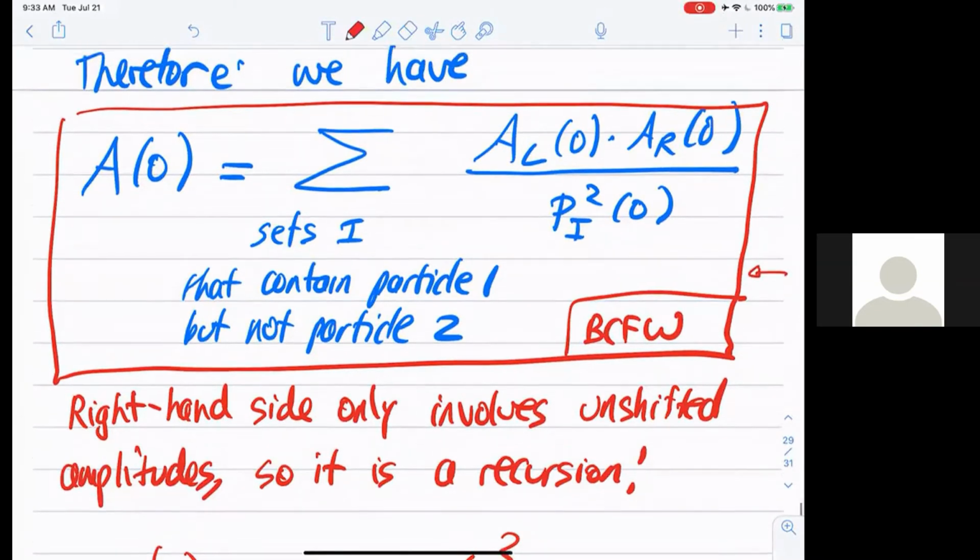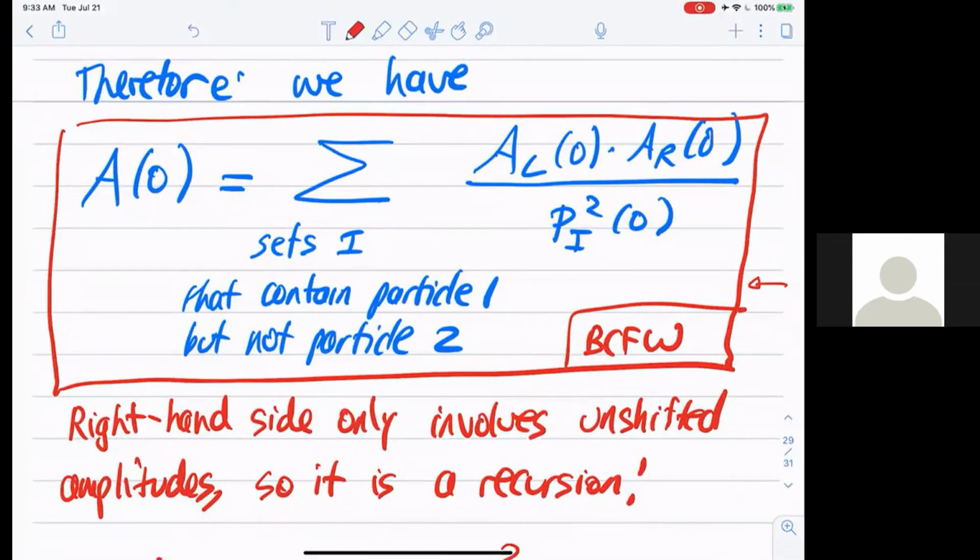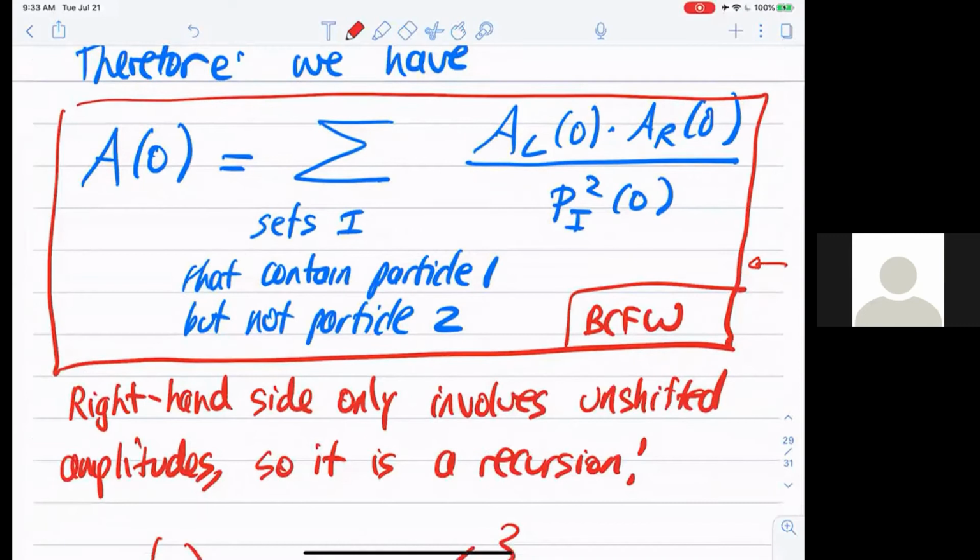So this recursion tells you that you can recover the full amplitude, including all of its poles, just by summing over a certain particular restricted subset of factorization channels, which is really quite remarkable.